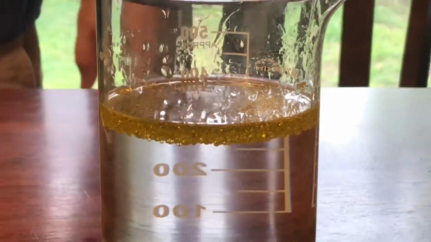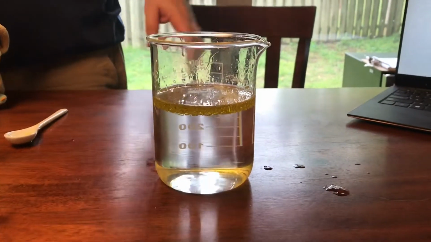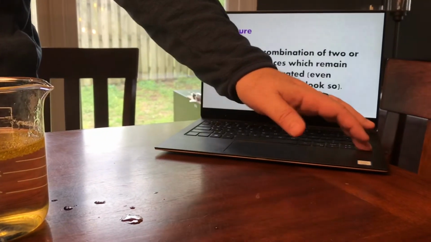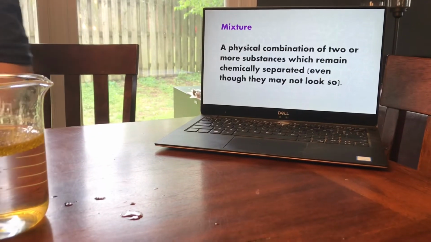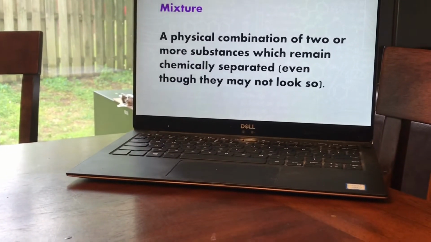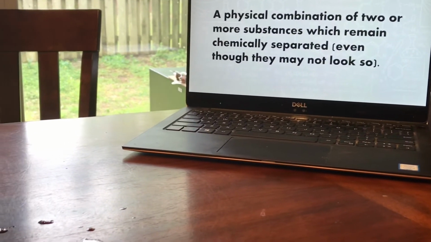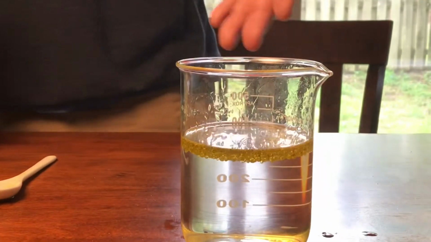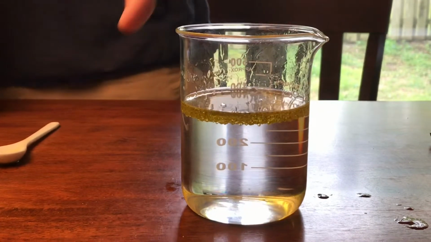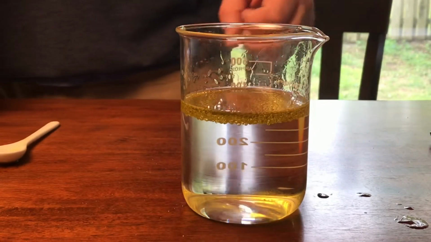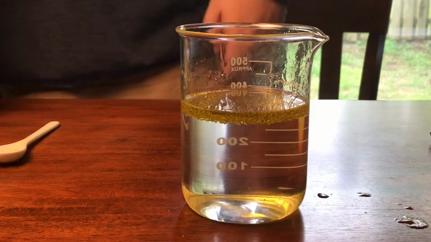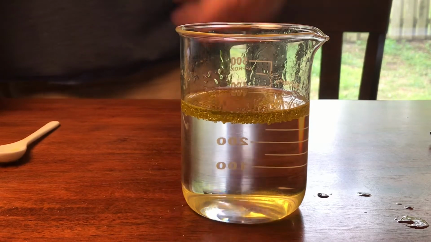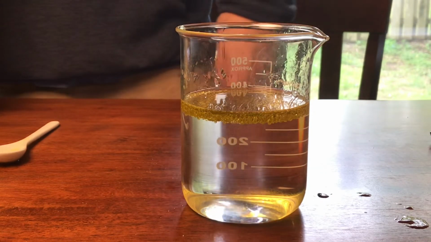Okay, well of course it's a mixture. Because the mixture definition, let's go back. A mixture is a physical combination of two or more substances which remain chemically separated. It looks to me like they're chemically separated. There's nothing happening here. There's no heat being given off, or gas expansion, or something that would make you think that when two things come together they form a third thing. This is just a physical mixture.